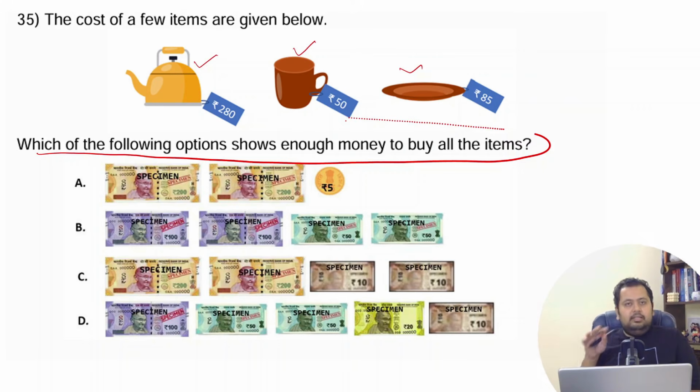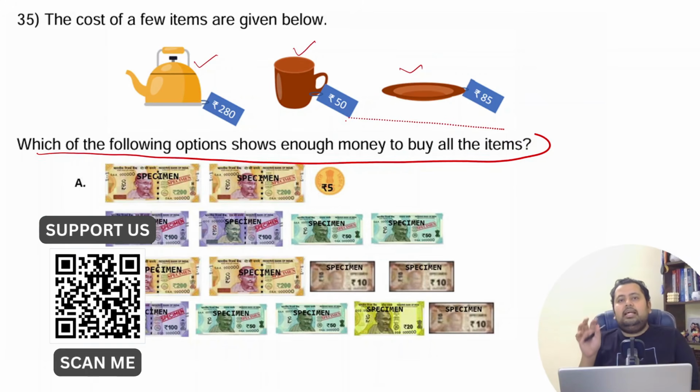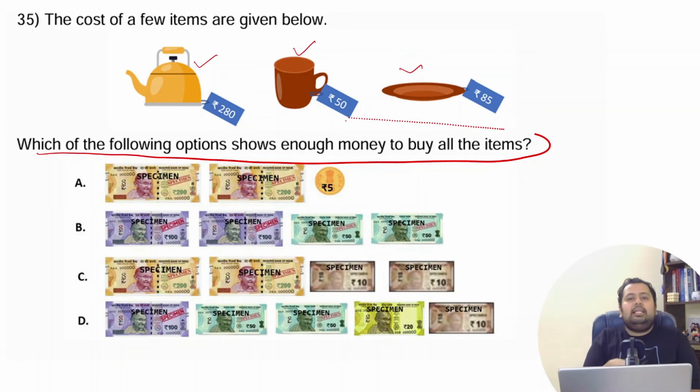So first do the addition, understand how much money would be required to buy all three, and then look at which option shows the same amount of money that all three items would cost, or more than that. Anything less than that will be cancelled out. Do that solution first and then look at the solution that I tell you.